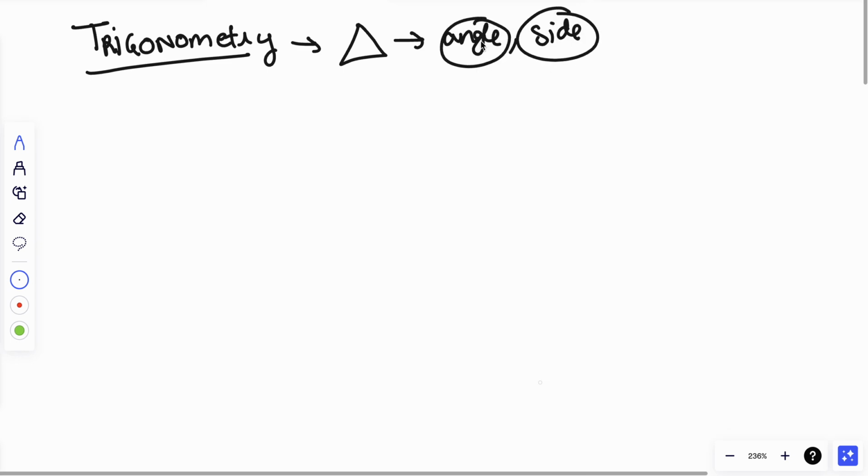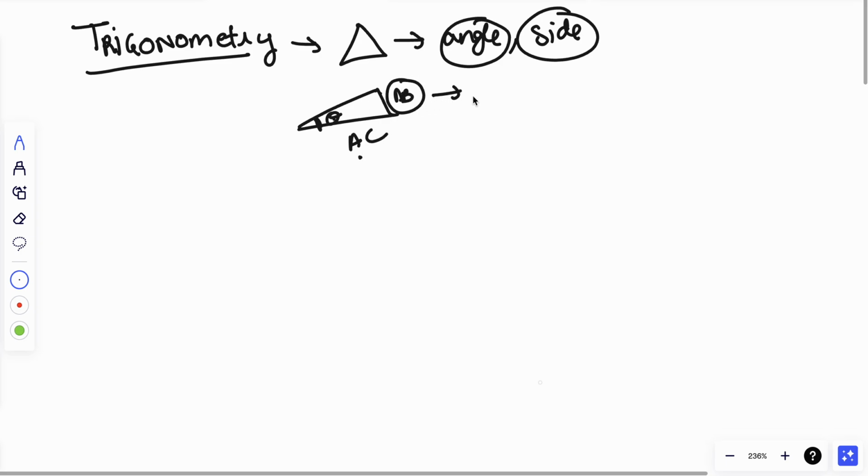Trigonometry, right? So what is trigonometry? Trigonometry is actually about a triangle. It's a relationship between angles and sides. So how does this actually help you in real life? If you have some distance and you know some angle, you can find the relationship between this angle and the ratio of these sides. If you know one side and one angle, you can find this side.